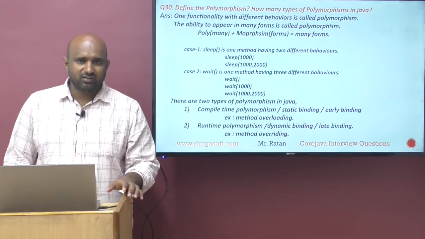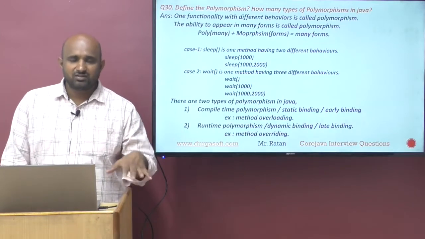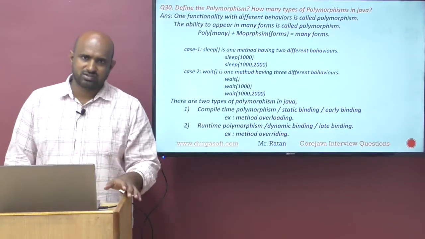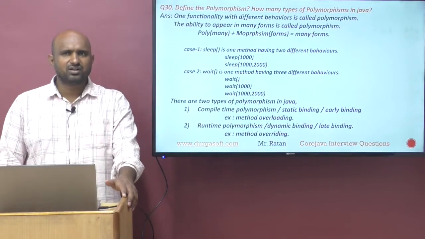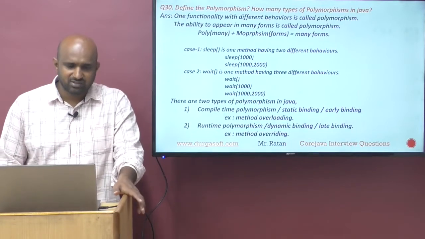If the interviewer asks for the definition, try to say that sleep is one functionality, with a sleep having one argument and a sleep having two arguments, so that he can understand that you know the concept. Wait is one functionality having three different behaviors.